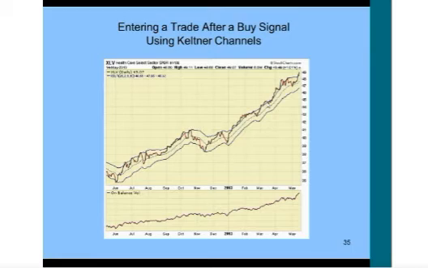So we can use these Keltner channels to help us time to get into a market after a buy signal has already occurred with the major trend. So we can see we've had numerous opportunities to enter this healthcare sector when the ETF became oversold.